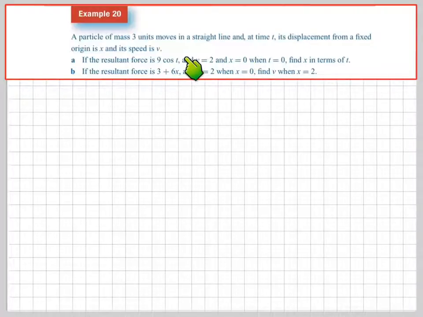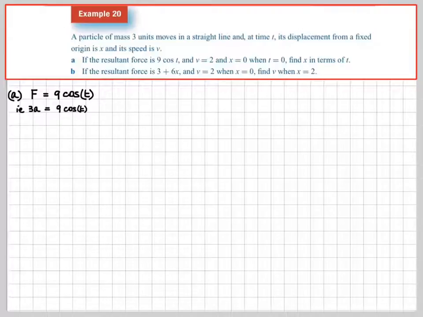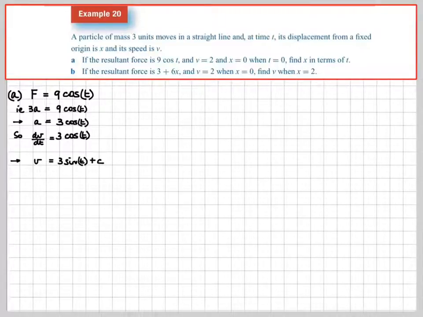So this will be easy. We've just got to work our way down to displacement from the force and hence the acceleration, so it'll be anti-diffing twice with trig functions. Yes? There we go. F is 9 cos t, that means that 3a, because the mass was 3, 3a equals 9 cos t, solving for a. That's the first bit. Now we know that a is dv/dt, so now we can integrate with respect to time to get v.